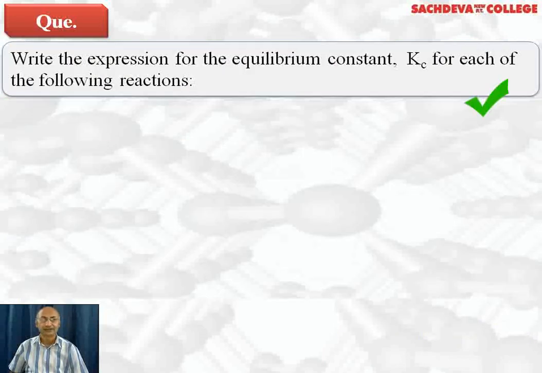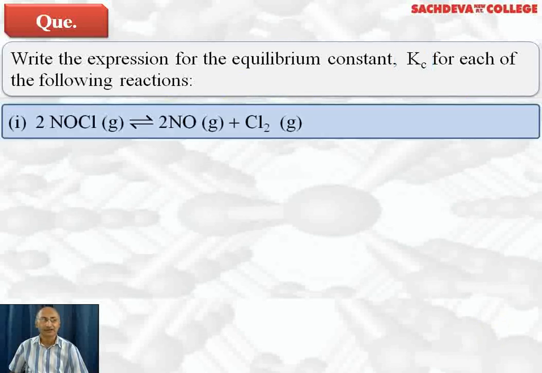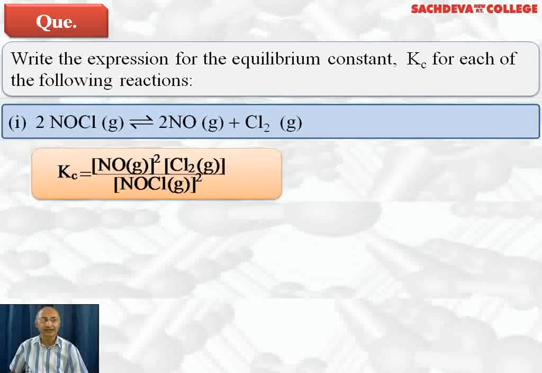Next question: write the expression for the equilibrium constant Kc for each of the following. The first equation is 2NOCl gas gives 2NO gas plus Cl2 gas. How to write the expression for Kc? See the products. NO gas, molar concentration of NO raised to the power 2. Why raised to the power 2? Because its coefficient is 2. Cl2 gas, molar concentration raised to the power 1 because its coefficient is 1, and 1 we don't write. Molar concentration of NOCl gas raised to the power 2 because its coefficient is 2.